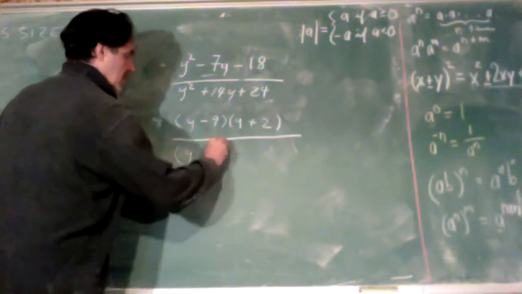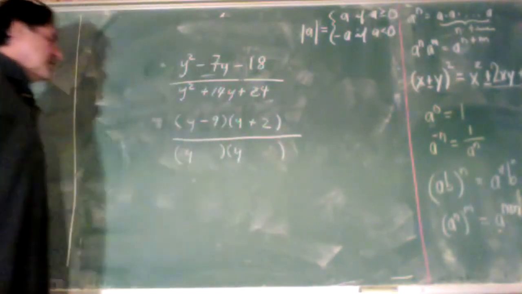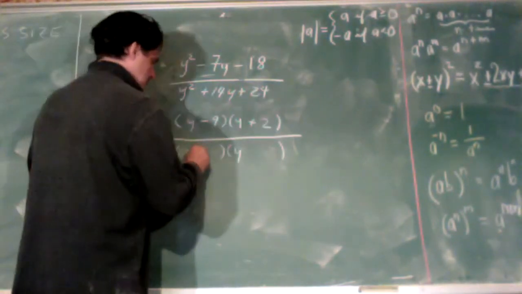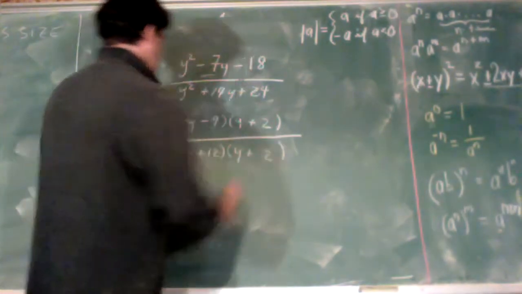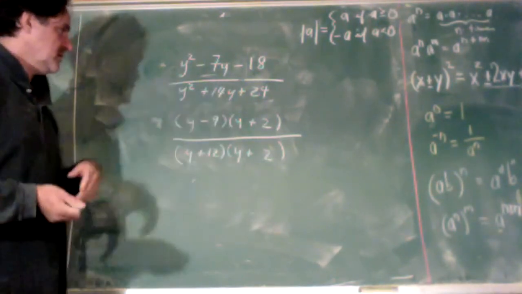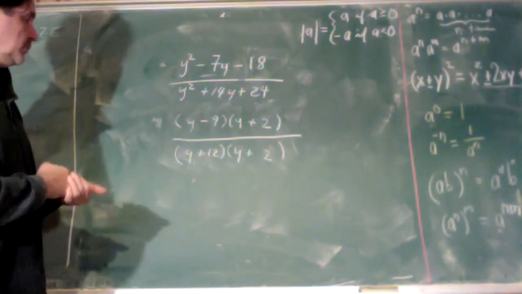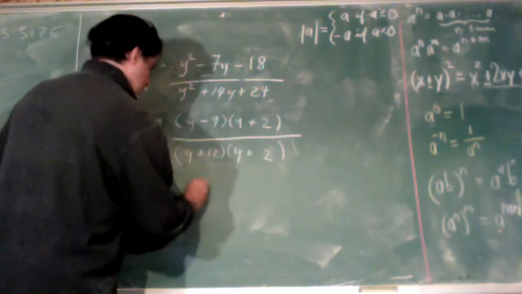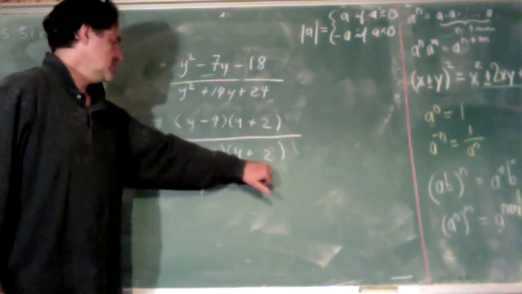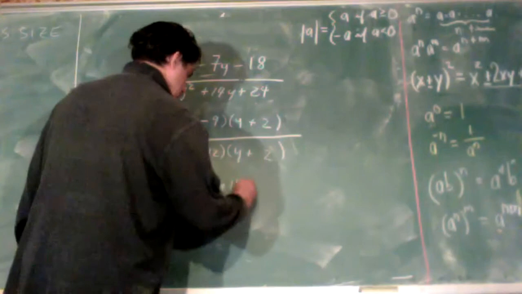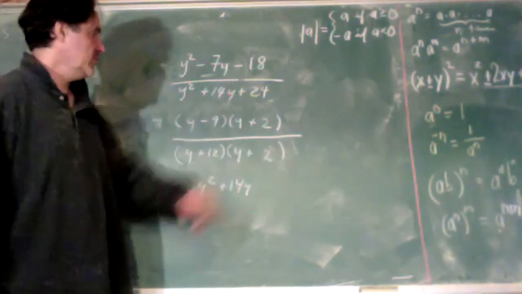Now factor the denominator. Process similar. Likewise, we obtain y squared. By one method or another, we determine that the proper factorization, that will obtain 14 as our linear coefficient, is y plus 12 times y plus 2. Again, FOIL it out. Y times y is y squared. Y times 2 is 2y, plus 12 times y is 12y, combined to 14y. Plus 12 times 2 gives us 24.